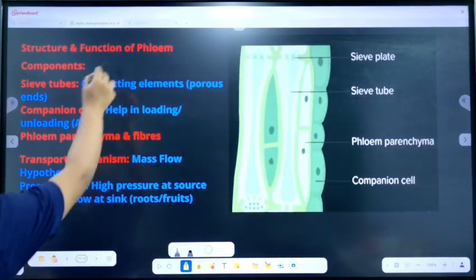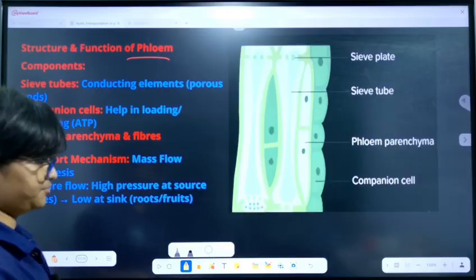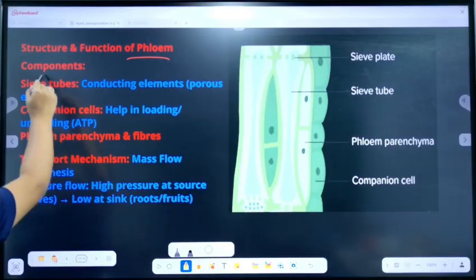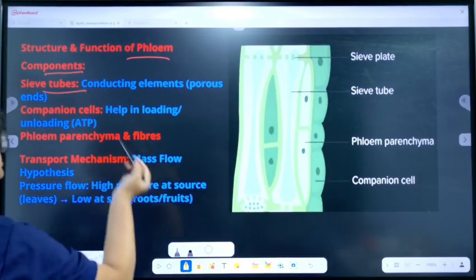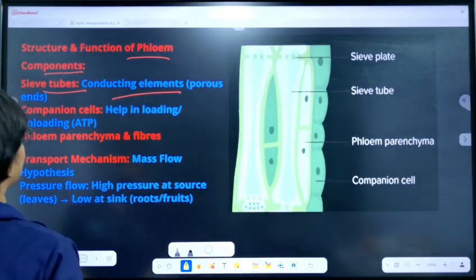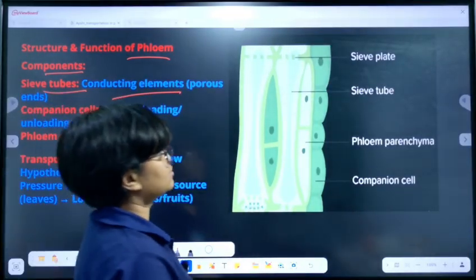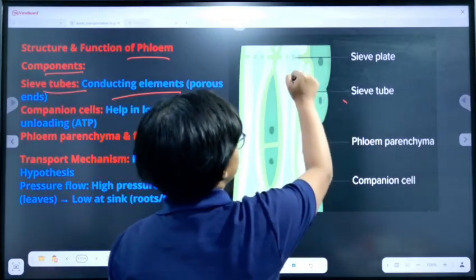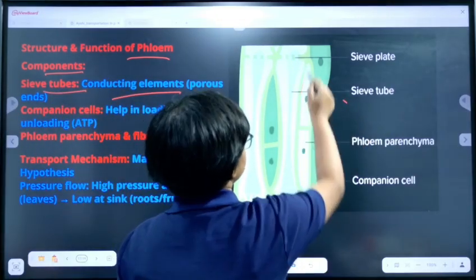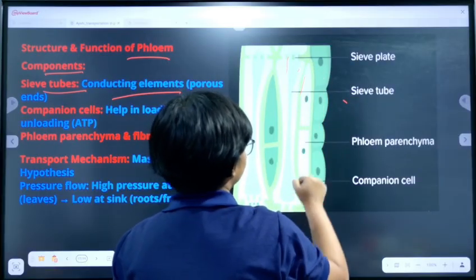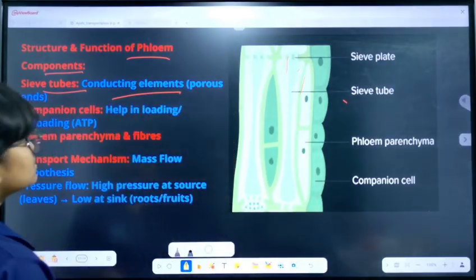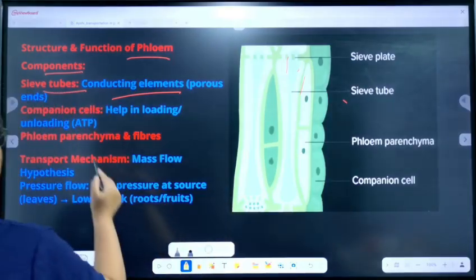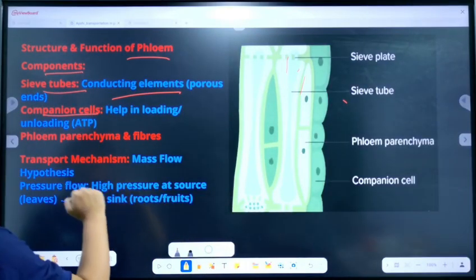Now the structure and function of phloem. The components are sieve tubes, its conducting elements. There are porous ends. Sieve tubes are these tube-like structures, as you can see. There are also companion cells.